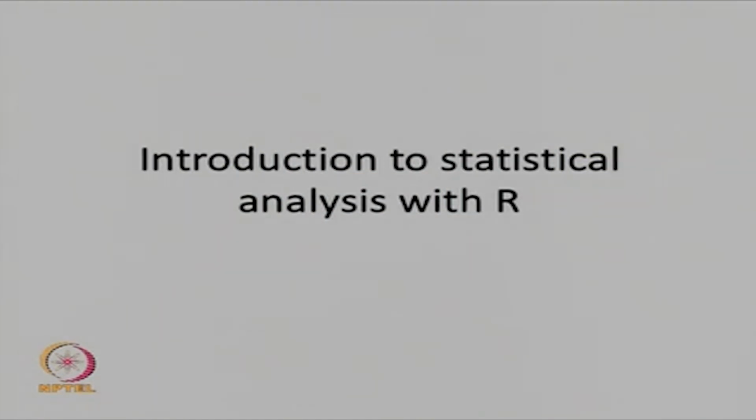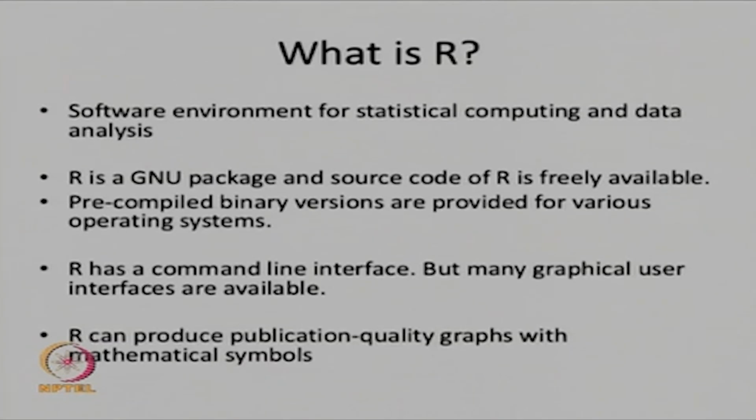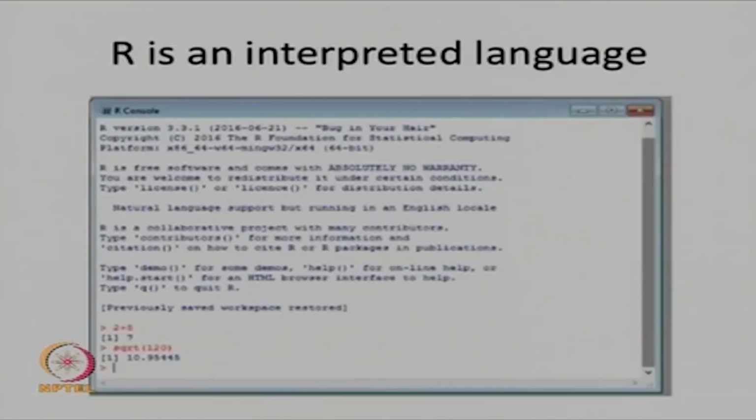So, what exactly is R? R is a software environment which is used for data analysis specifically. It is a GNU package, and the source code of R is freely available. So, that is the best part of it. It has a command line interface, and it has other interfaces also. And more importantly, it can produce publication quality graphs with mathematical symbols. Okay. So, R is essentially an interpreted language.